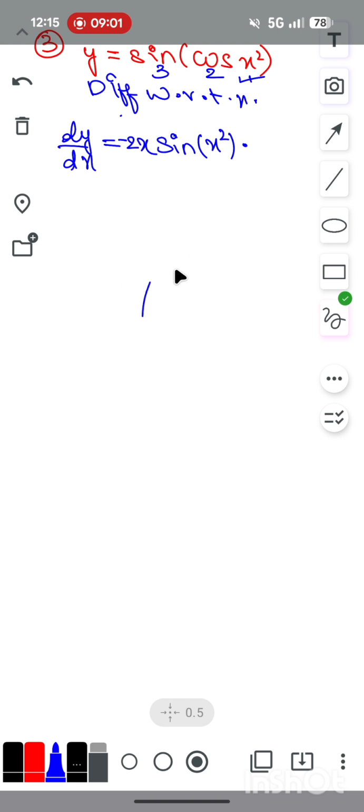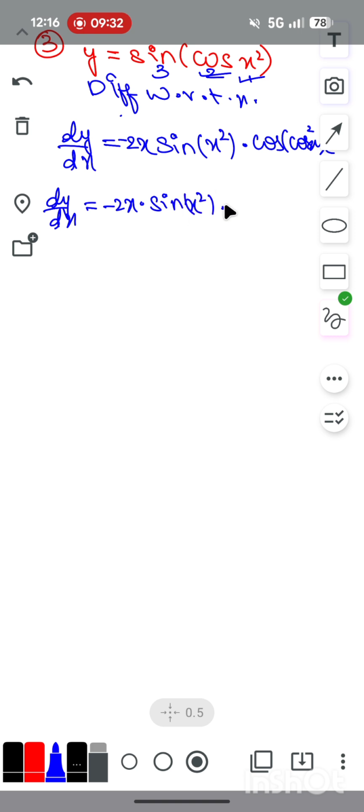And then the next one, the last function is sin x. What is the differentiation of sin x? Cos x. Cos x square. Okay, cos x square. Clear? So the final answer I am writing again. So dy by dx is equal to minus 2x into sine of x square into cos of x square. Yeah, this is our final answer.